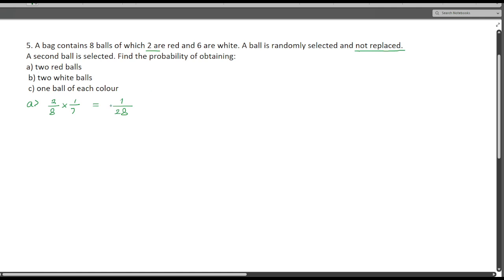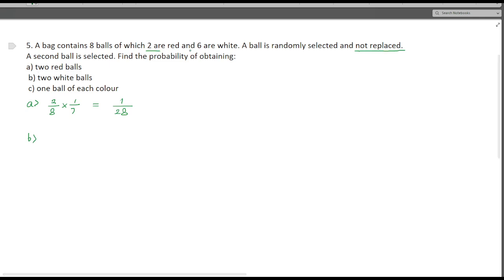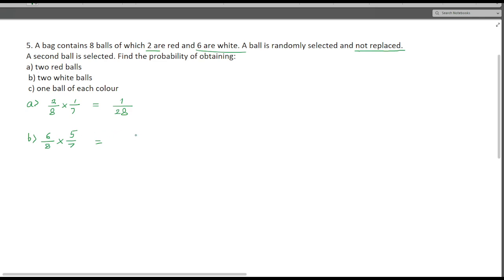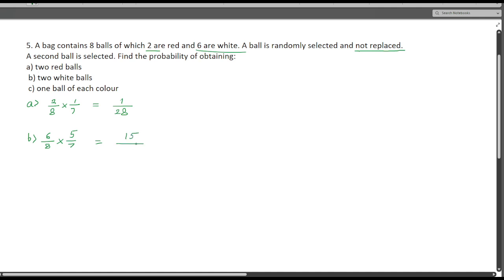Now B is two white balls. Here we have two red balls and 6 white balls. So the probability of getting the first ball as a white ball is 6 divided by 8, and then the second ball as a white ball is 5 divided by 7. So in the result, 6 and 8 cancel by 2, so 3 times 5 is 15 in the numerator and 7 times 4, 28, in the denominator.